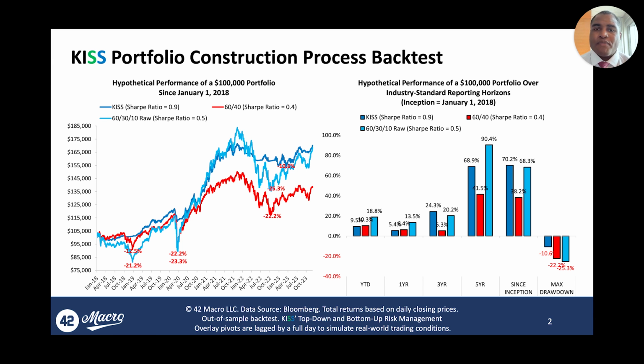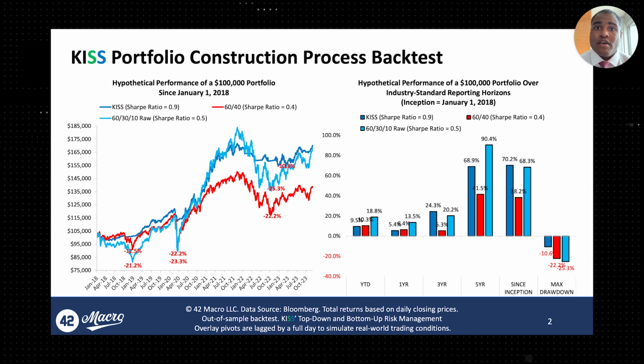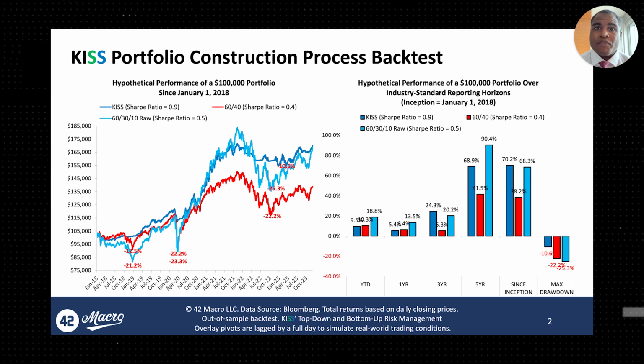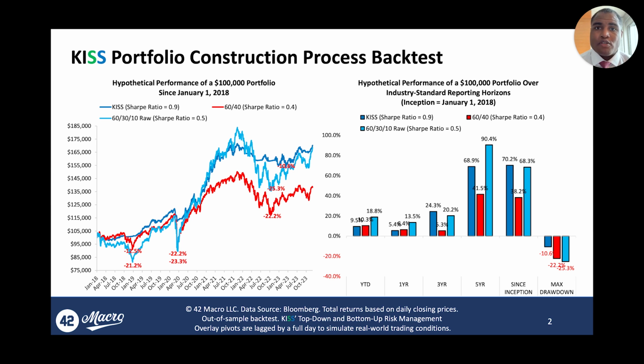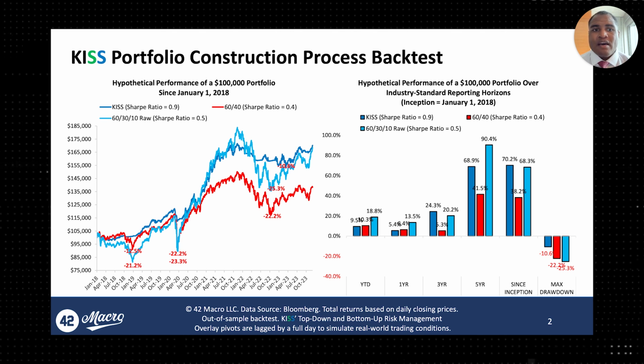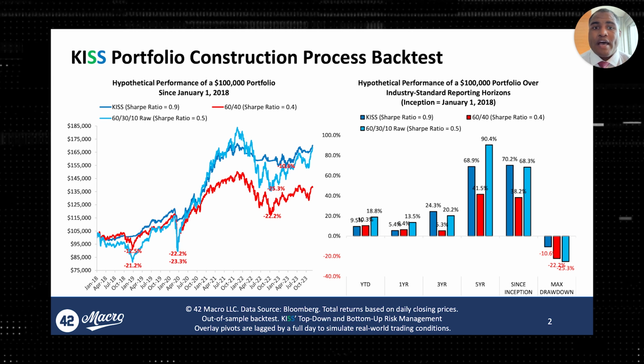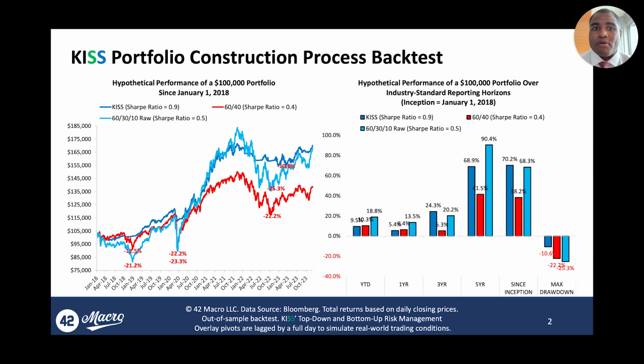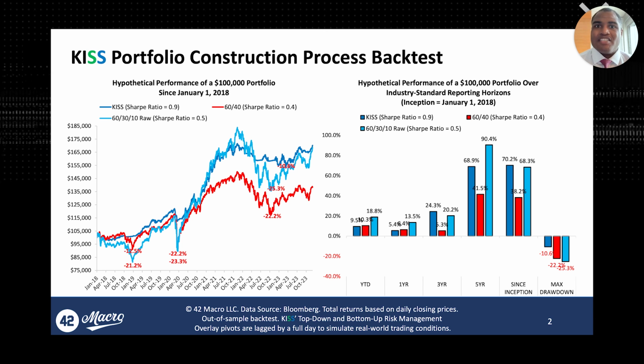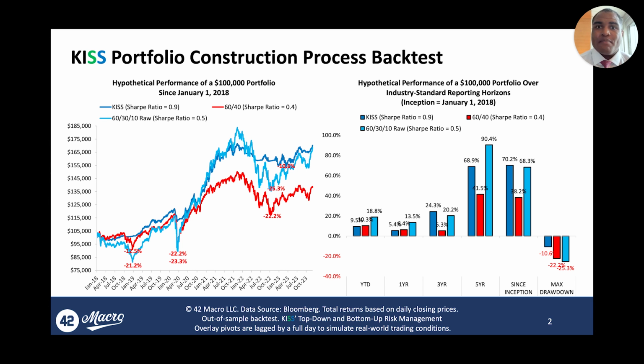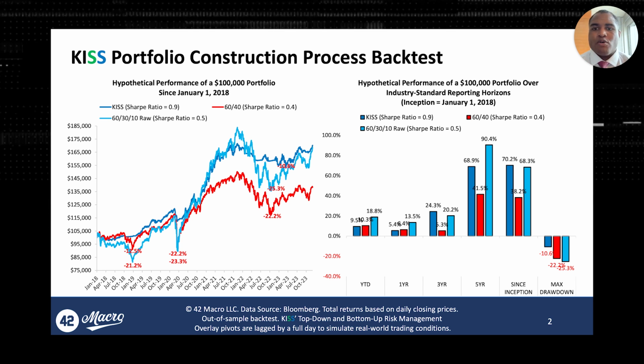And what we find is that KISS, as it's currently constructed, featuring our trend following elements, as well as our top down and bottom up risk management overlays, which we'll talk about in a second, has a Sharpe ratio of about 0.9, which is about double the Sharpe ratio of 60/40, or of just being long 60/30/10 SPY, AGG, Bitcoin in isolation without those top down and bottom up risk management overlay elements.